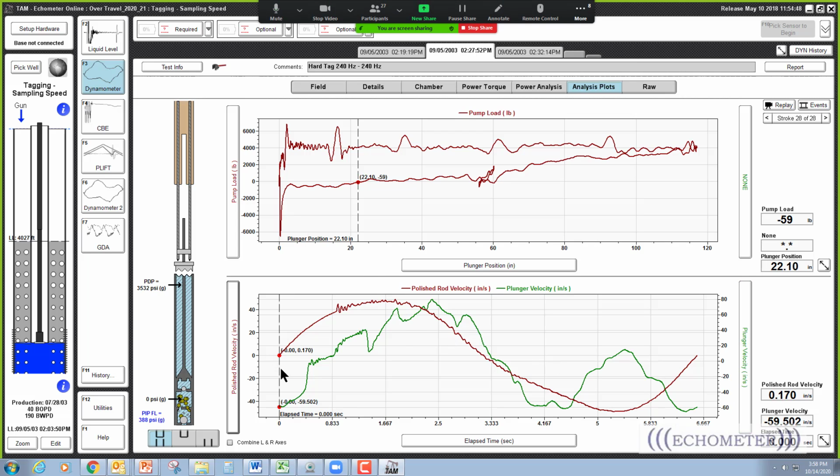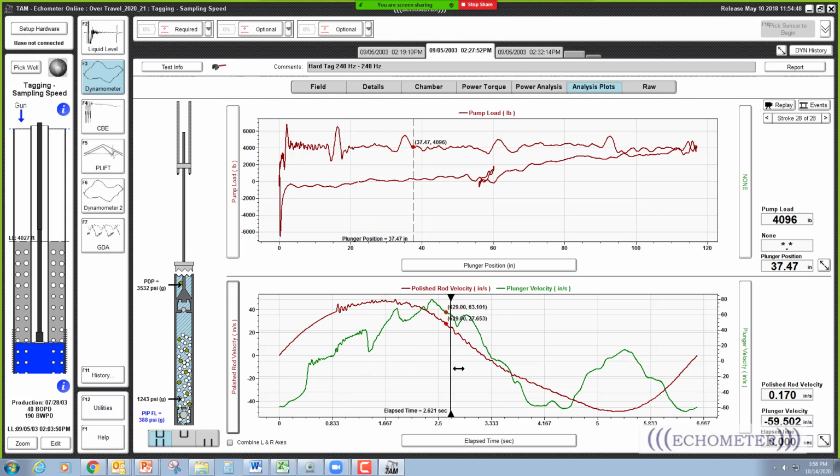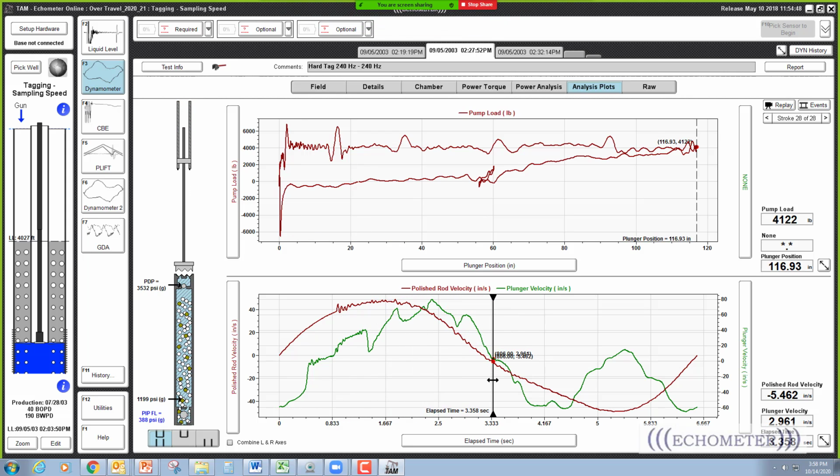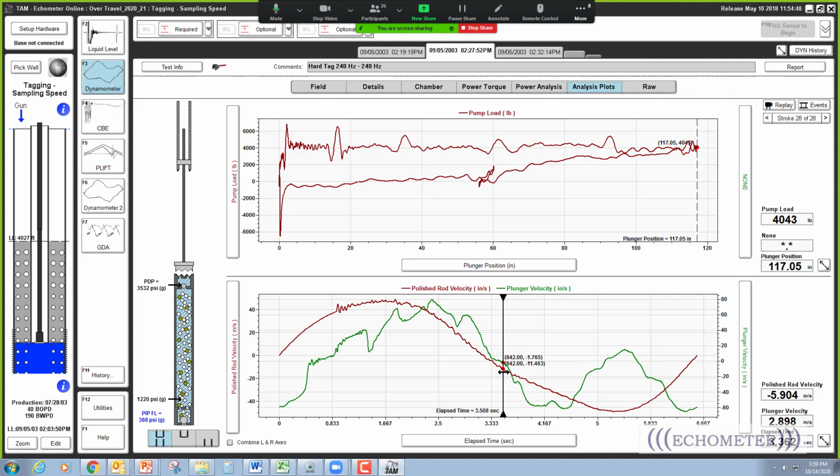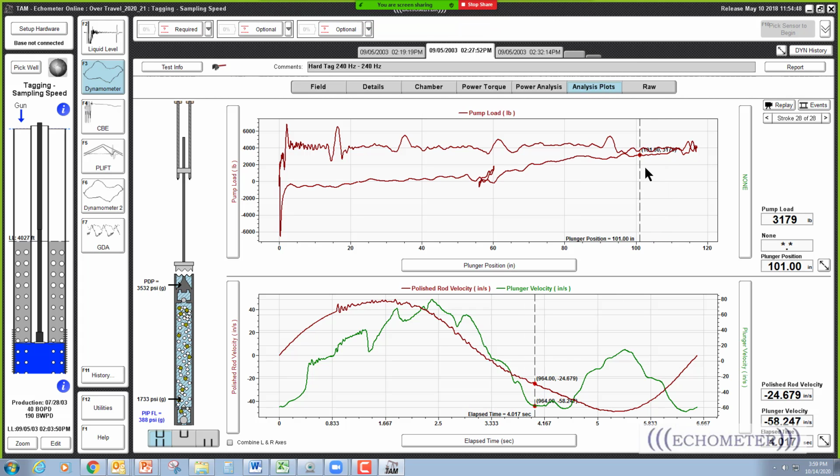If I move to the right here, and I get to the top of the stroke, right there is top of the stroke. That's where the velocities of the pump and the polish rod are close to zero. And now we start on the downstroke, and notice that right here the plunger is actually moving faster. The plunger, the pump, is moving faster than the polish rod.